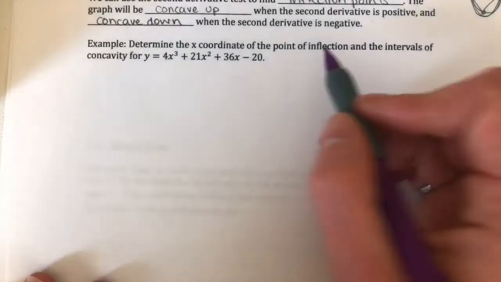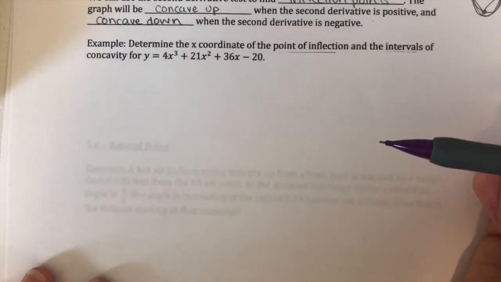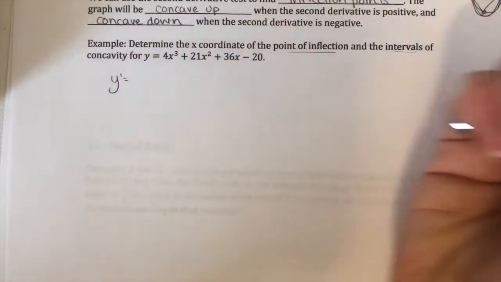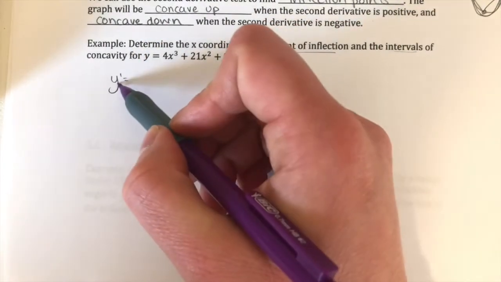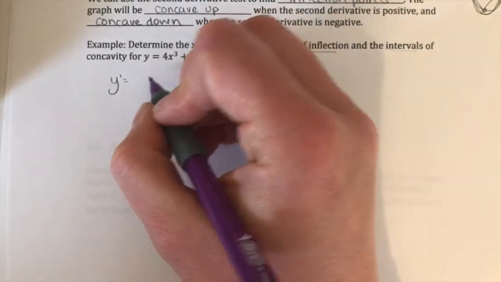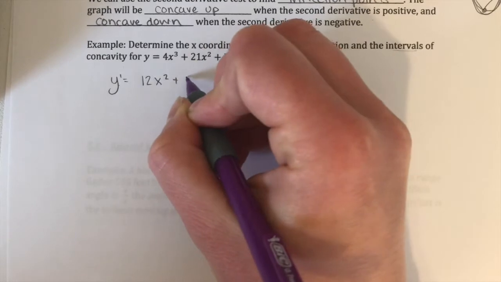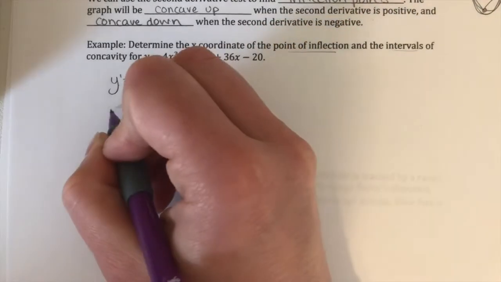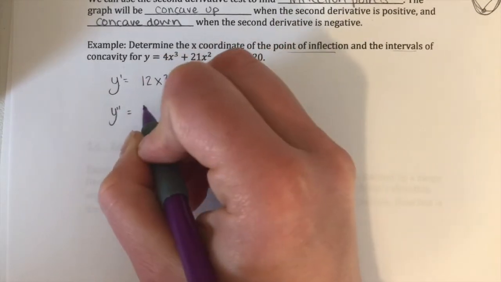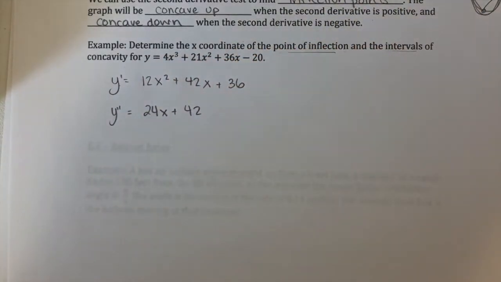Okay, so if we're just looking for a point of inflection and the intervals of concavity, we don't have to worry about any of the first derivative stuff. So we're going to go straight to the second derivative, but obviously we need to do the first one to get there. So I'm going to write it as y prime. So the 3 is going to come down: 12x squared plus 42x plus 36. And then y double prime is going to be 24x plus 42.